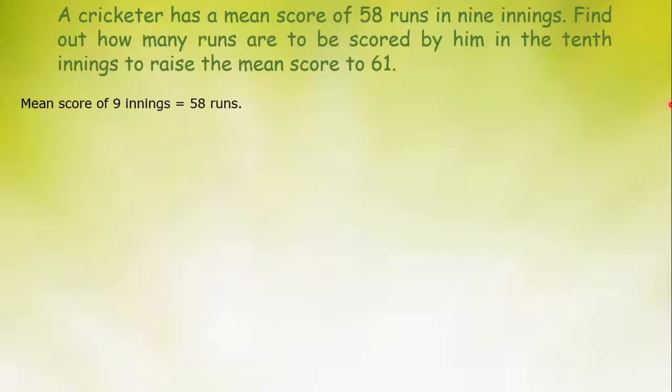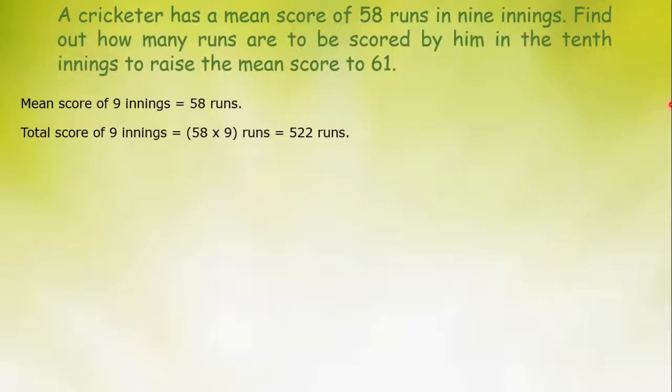From here, we can find the total score of 9 innings. Correct? How can we find the total score of 9 innings? Mean is equal to sum by number of innings. Sum or total by number of innings is equal to 58. So, total score is equal to 58 times 9. It is 522 runs.